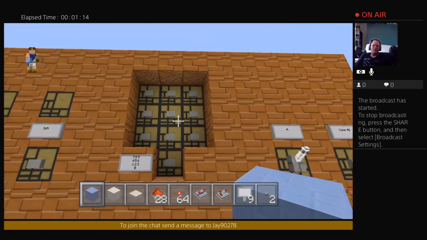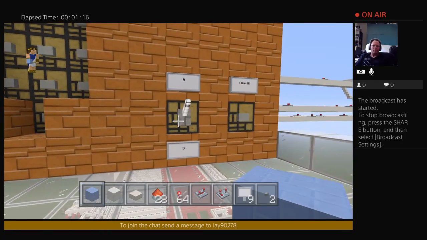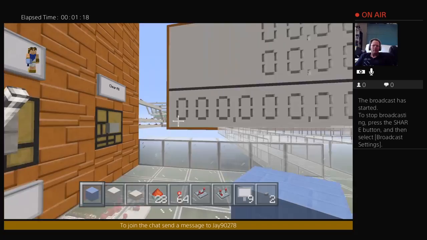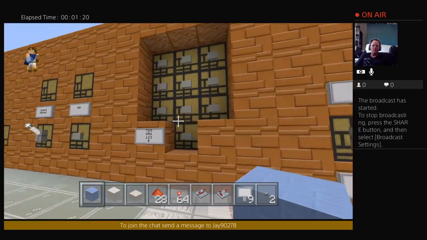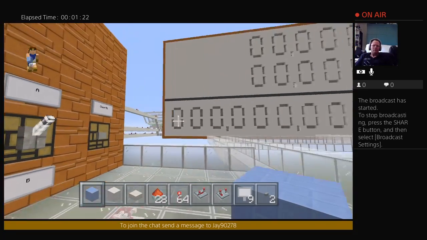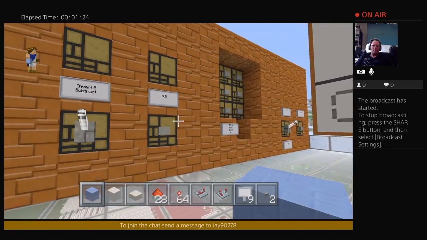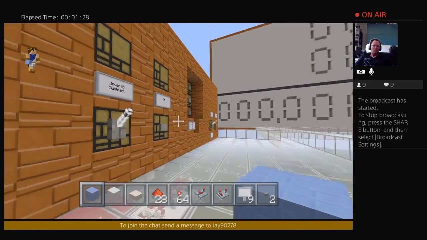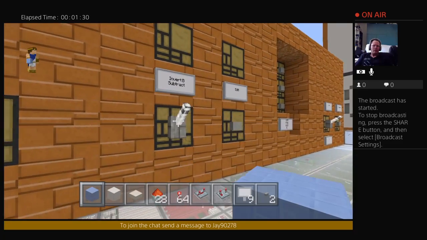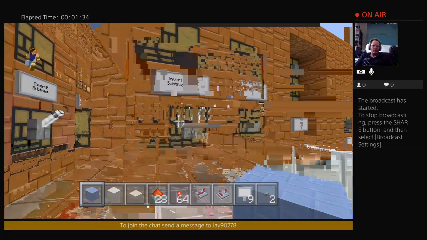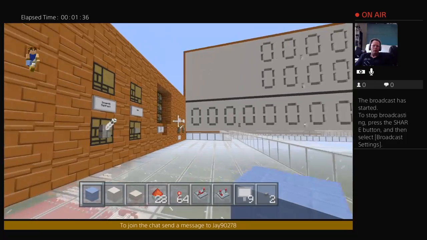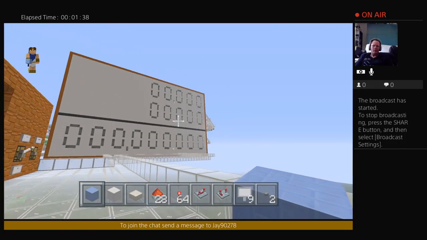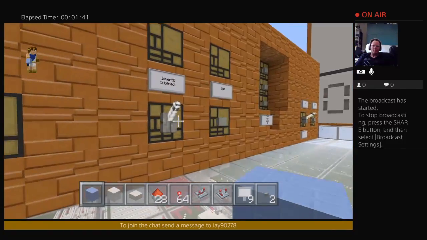We have a 10-digit input. You can select A input or B input. There's the clear button. And to add things, you push that button. To subtract, you flip. The lower number has to be smaller than the number. I don't have a negative function yet.